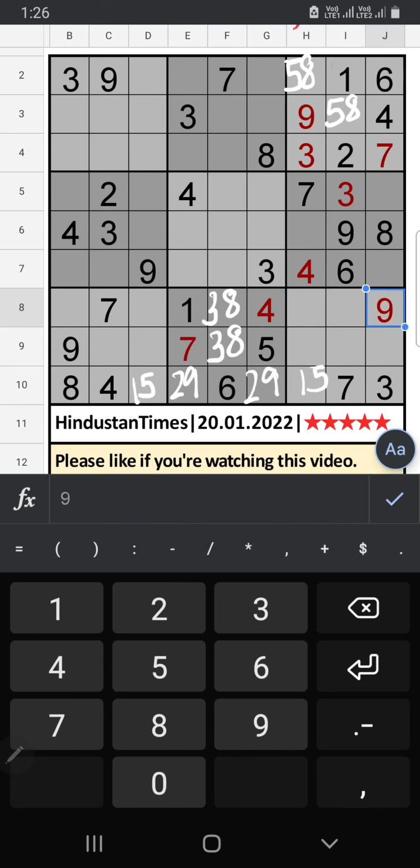Column H and column J, we have 4. 8th row also we have 4. So 4 can't come in these cells. Then 4 is confirmed here. Column I, only one cell remaining. We don't know 5 or 8. We will confirm later.